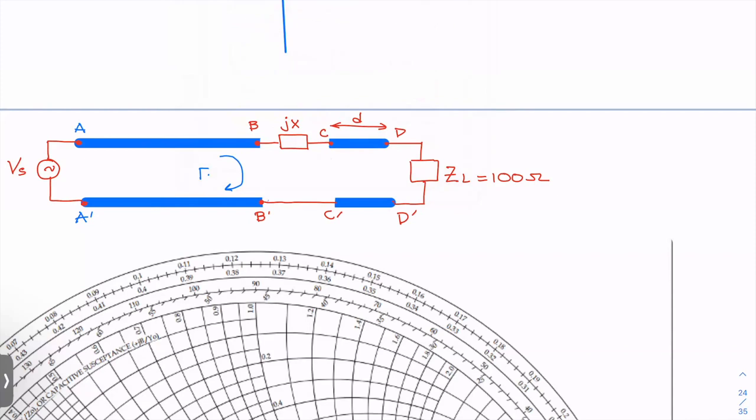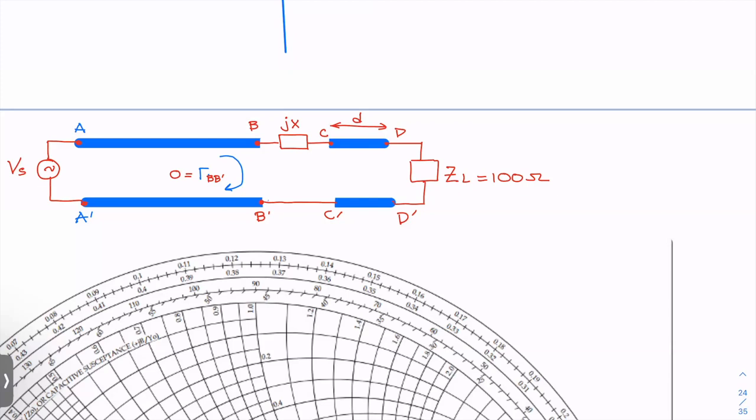And then we wanted to make gamma at BB prime equal to zero. That's matching, okay? If the reflection at BB prime is zero, that means that all of the power that is produced by the source is gonna go through BB prime without reflections. And because there is no other resistive element other than the load, it's all gonna be absorbed by the load.